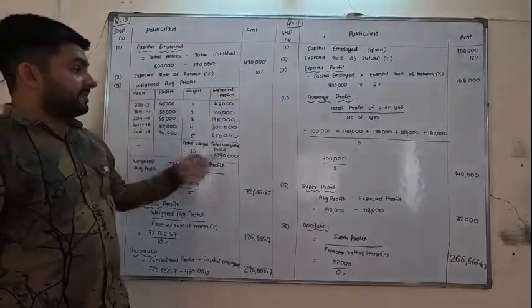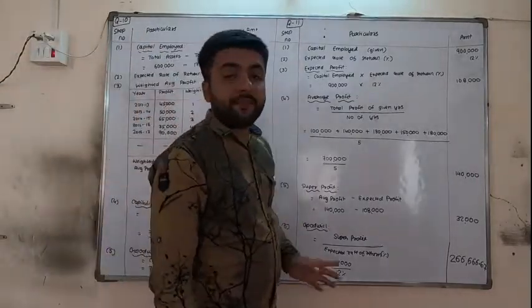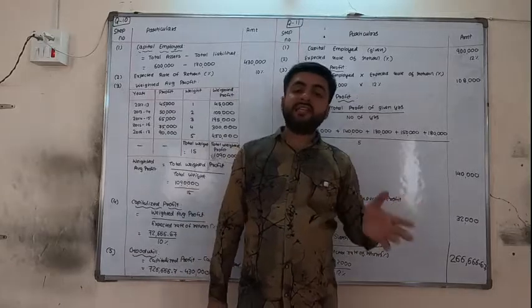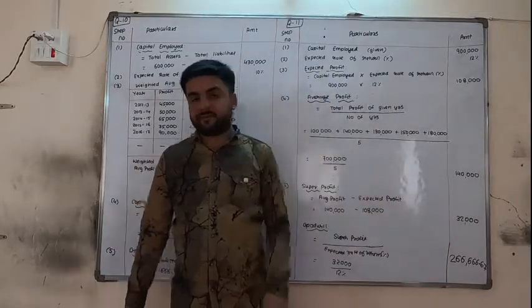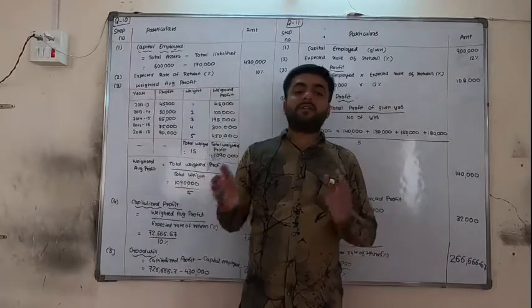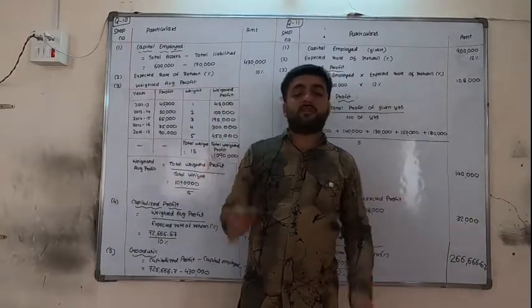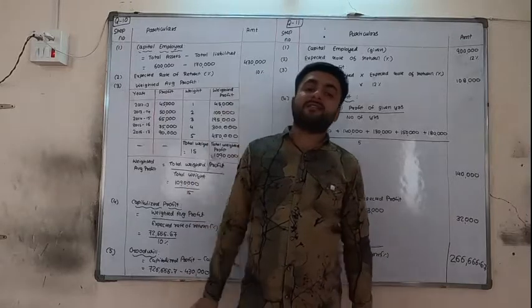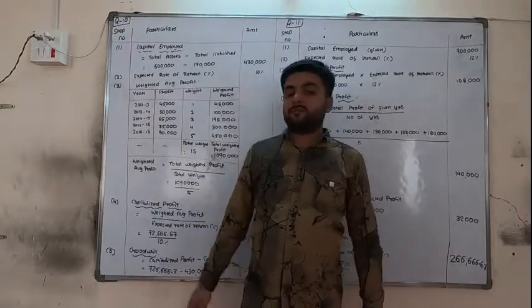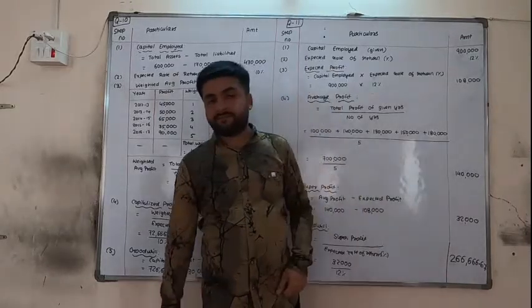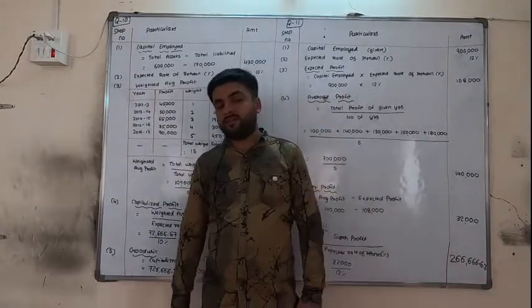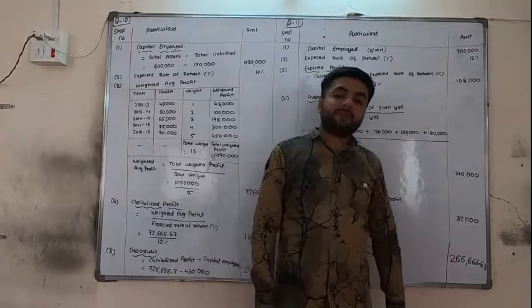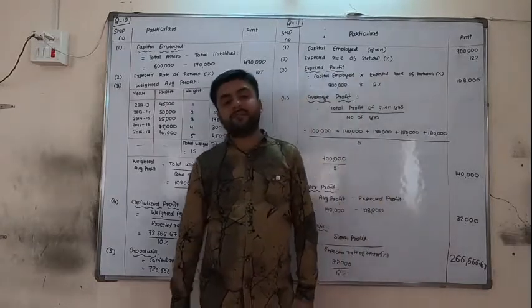Fourth method is the capitalization profit method. In that there are two subtypes: normal profit capitalization method and super profit capitalization method. So when it is only given capitalization of profit method, or capitalization of average profit, or capitalization of normal profit, this method is used. There are 5 steps. First step is capital employed, total assets minus total liabilities. Second step, expected rate of return in percentage, it will be given.